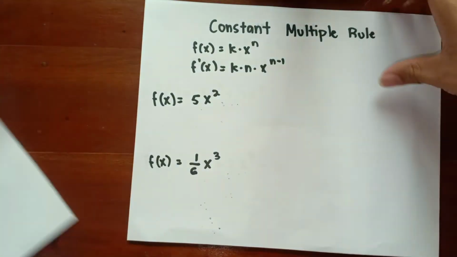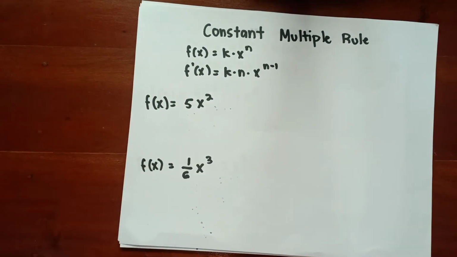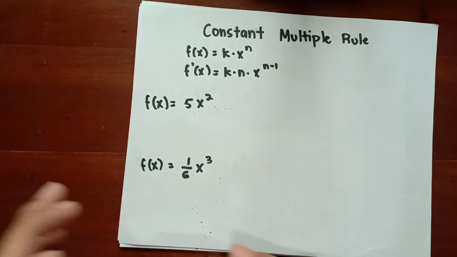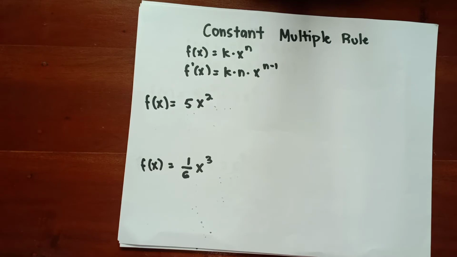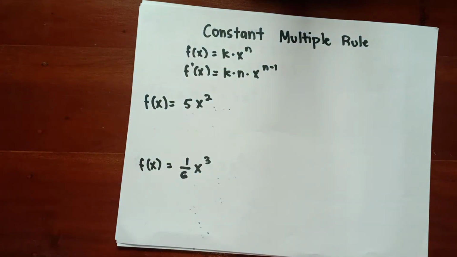So, we're gonna move on to constant multiple rule, which is f of x equals k multiplied by x raised to n. The derivative of this is f prime of x is equal to k times n times x raised to n minus 1. So, just a simple power rule, but has a k in the front of x and n.